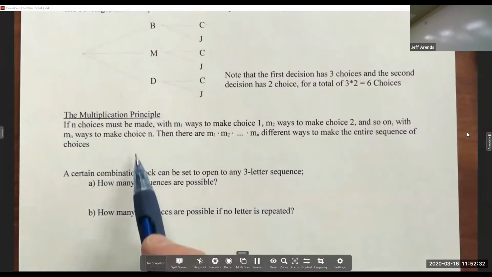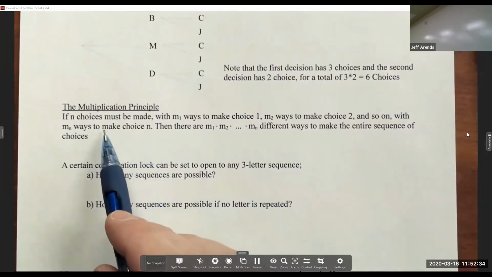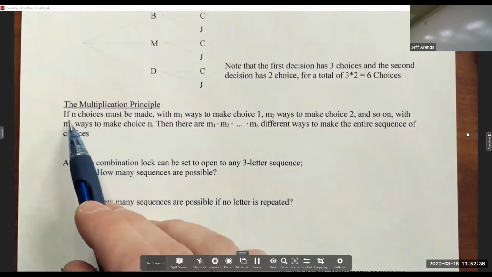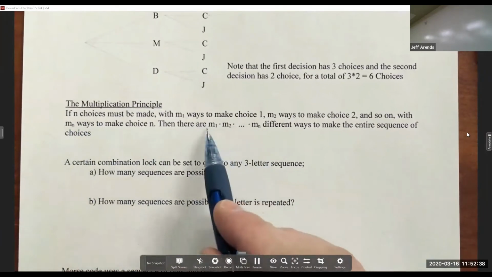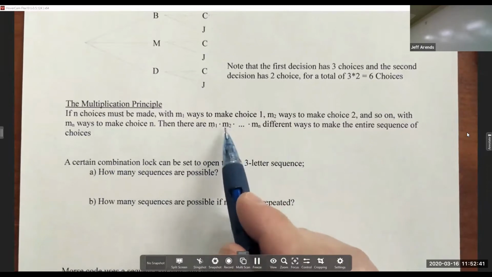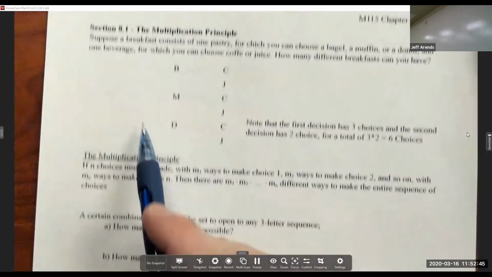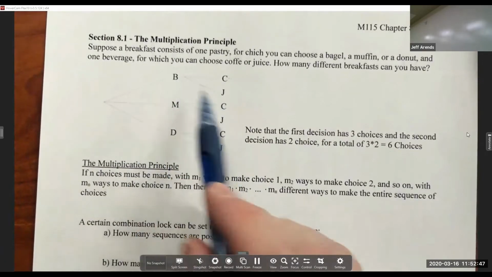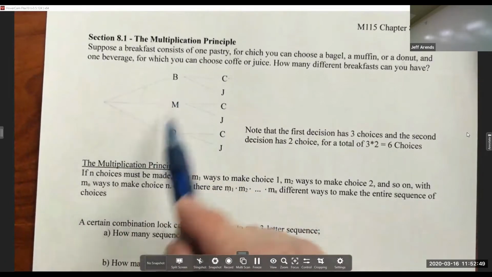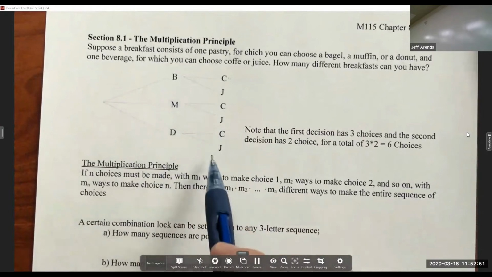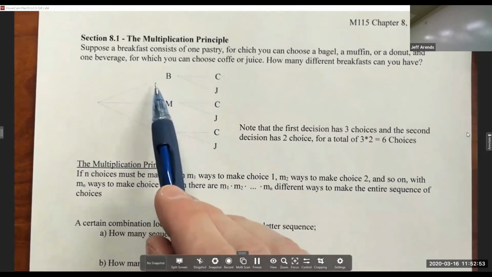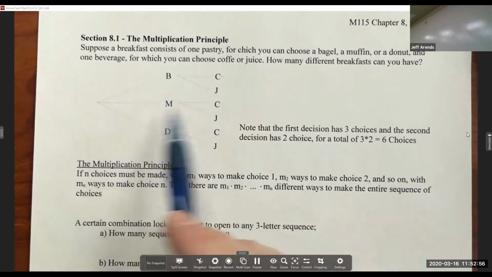This is essentially what the multiplication principle says. If you're making repeated choices, and there's a certain number of ways to make the first decision, and then a certain number of ways to make the second decision, and each branch along the way is the same. So this is our first choice, and this was our second choice. There were 3 different ways to go with the first choice, 2 different ways to go with the second choice. To find the total, we do 3 times 2.